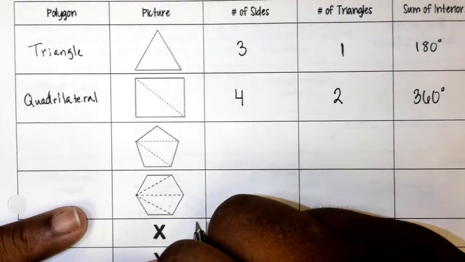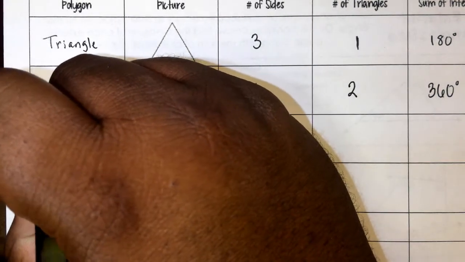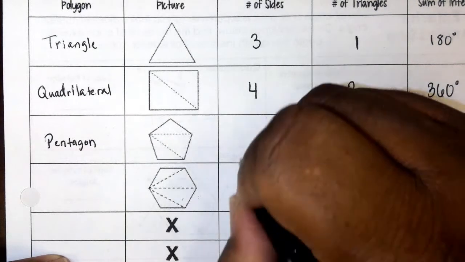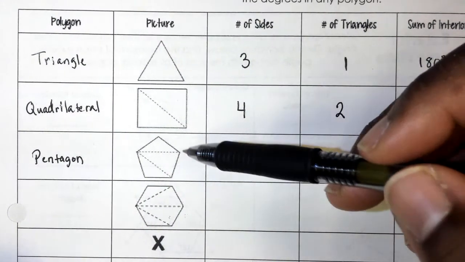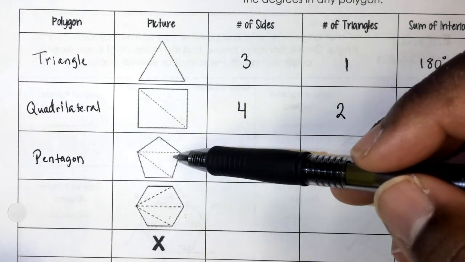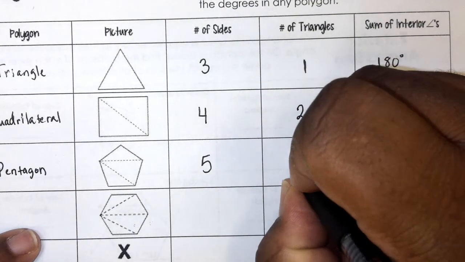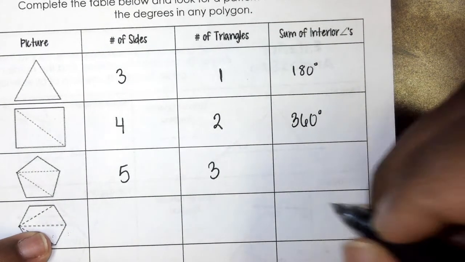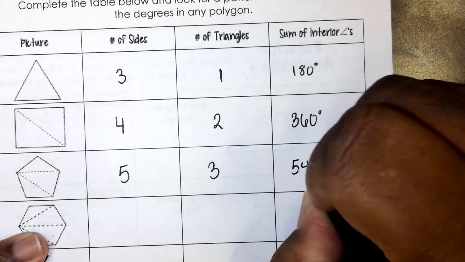The next one, 5 sides, is a pentagon. We even show you already, from one vertex, drawing diagonals in, they were able to create 3 triangles inside of the pentagon. Yes, if you can create 3 triangles, then the sum of the interior degrees, like Reese just said, should be 540 degrees.